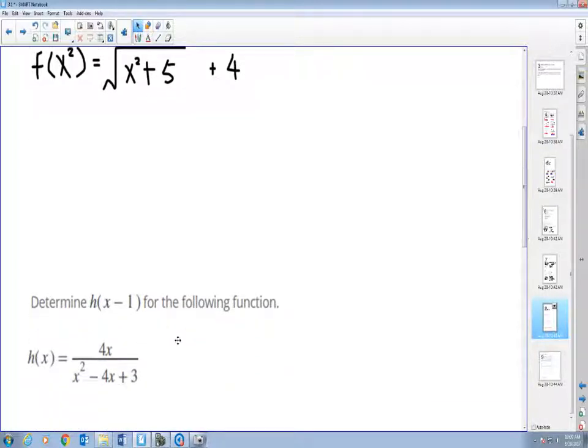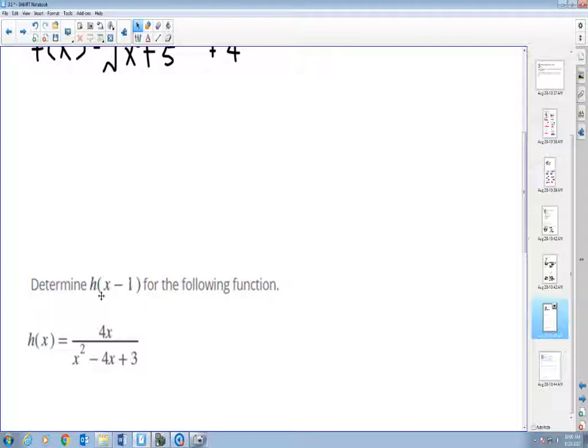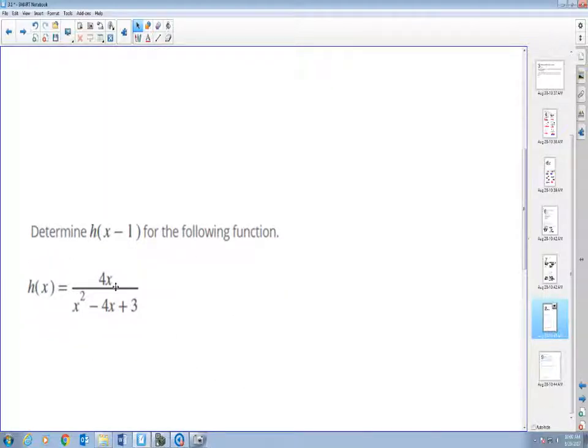Let's try another one. Substitute x for x minus 1. So every place I see an x, I will substitute x minus 1. So that will be h of x minus 1. That will be 4, right? 4 times x. Now the x will be replaced with two terms representing one variable I substitute. So I still have to keep my x minus 1 in the parentheses.